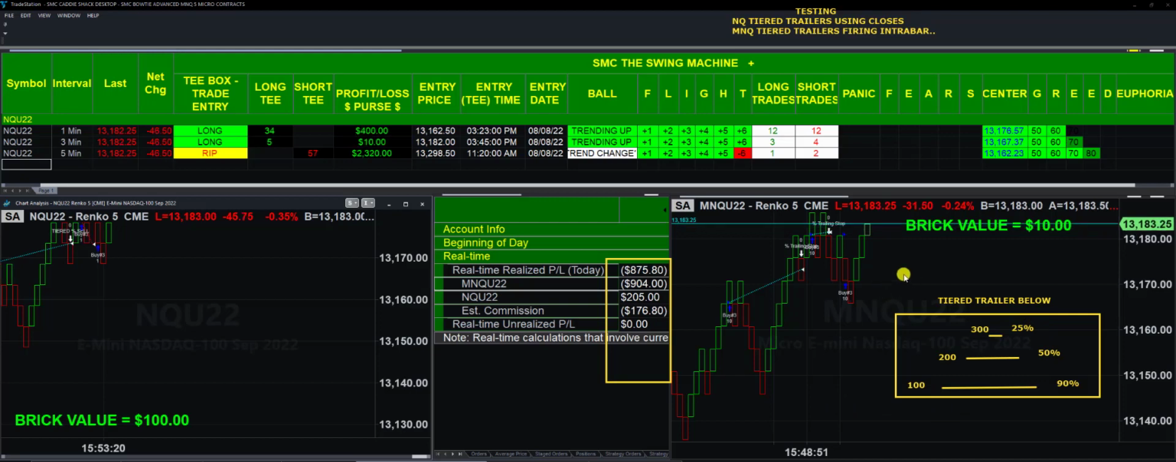This chart here, which is running the MNQ 10 micros, is firing intra-bar. So if your account goes up $100 and comes down to 10, regardless of whether or not a box is closed, it's going to exit. Now that may seem like an advantage, but Chris was observing with us over the last couple of weeks and said, Don, that tiered trailer looks a little noisy to me. I'm not sure about it. And we were seeing what he was seeing as well.